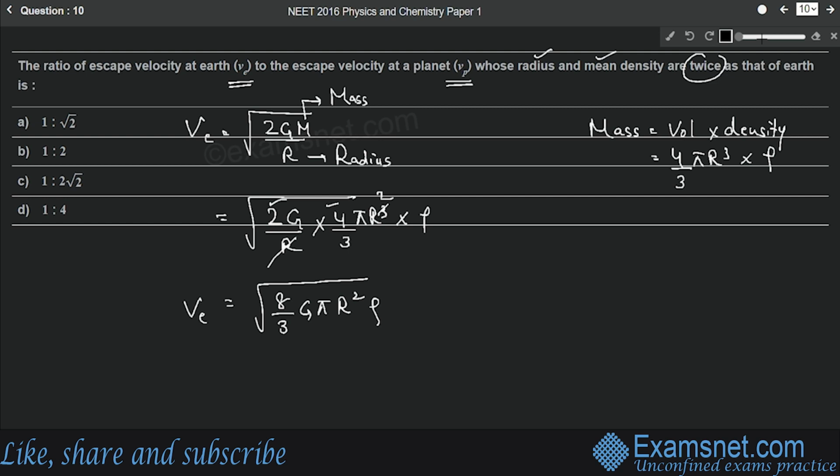So this is the formula for escape velocity in terms of mean density. Here 8 by 3 G and pi are constants, so we can write that the escape velocity is directly proportional to under root R square rho.